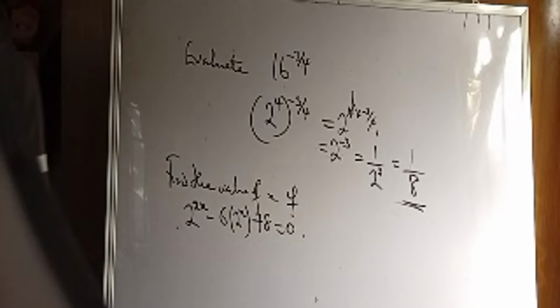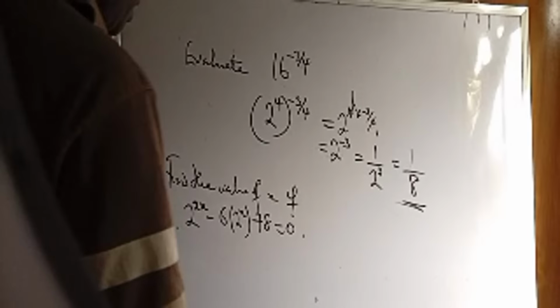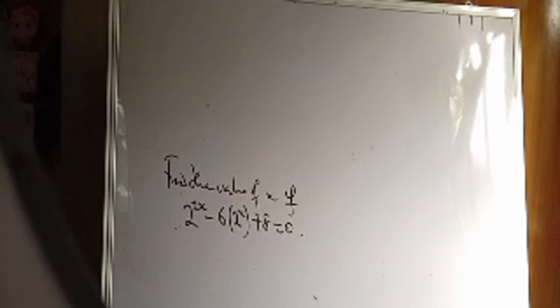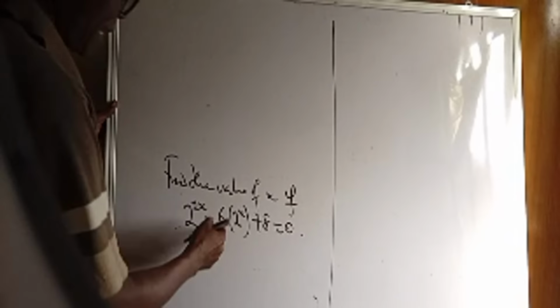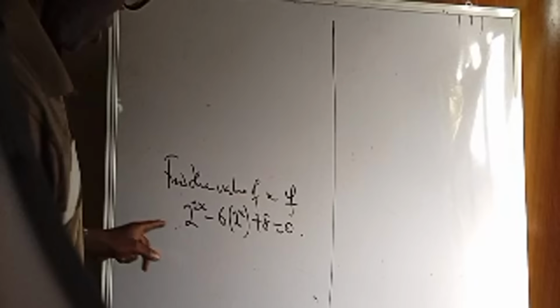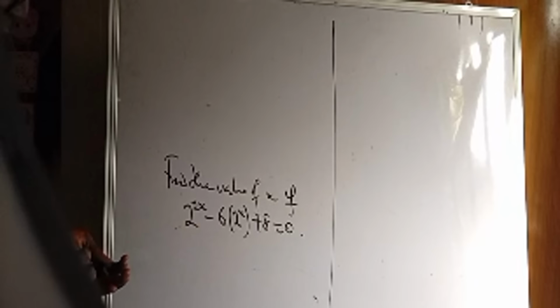Suppose you want to find the value of x in this. It's an indicial exponential algebraic equation. So how do we solve this? Looking at this question, let's start here. If you look at this question holistically, you will see that something is common in the equation. And what is that?